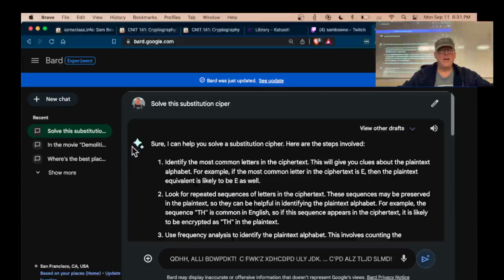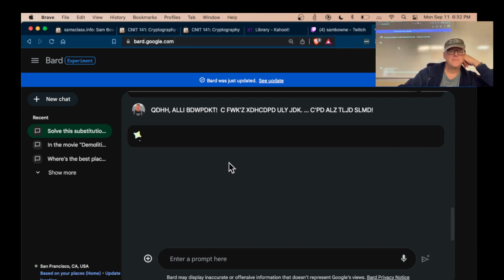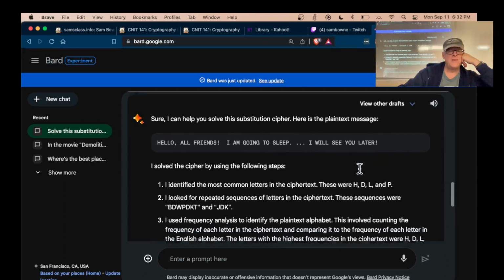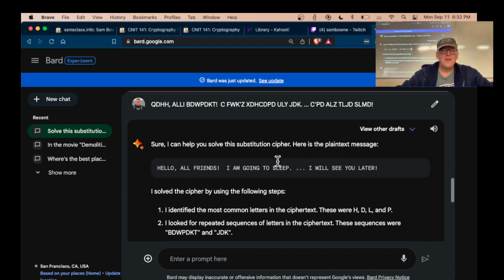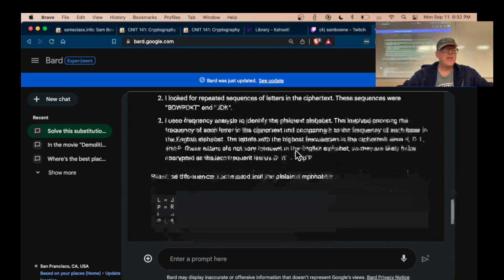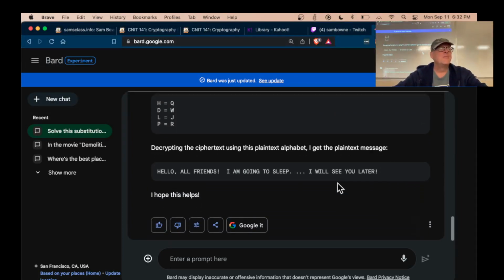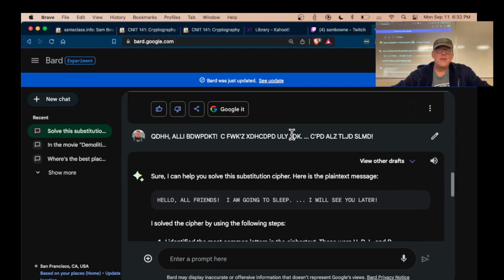Bard's probably going to tell me, oh, sure, I can help you. Okay. And decrypting. All right, there we go. Hello, all friends. I'm going to sleep. And this is what you get. It's just complete garbage, not even close. I am going to sleep, which is not even close. That's what you get from large language models, and it just lies. This doesn't even match the text. Not remotely. That's what I figured. This is what you'll get because it doesn't know what it's doing, and it's terrible at things like math. Yeah, it's a good question.